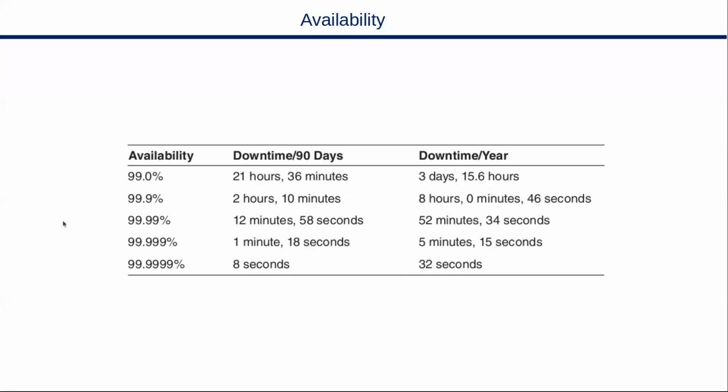But the cost of such a solution will grow exponentially, and it's quite hard to achieve such high characteristics of availability. Maybe one of the famous examples of very high availability is Google. They have quite good availability, so you are able to work with these resources almost all year, but the price of this is quite high.